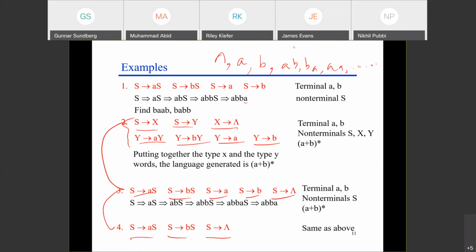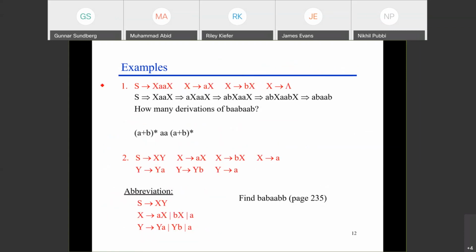So the first example is a plus b, positive closure. It gives you a or b. Yes, yes, you are right. a plus b. You are right. Yes, it is something like this.